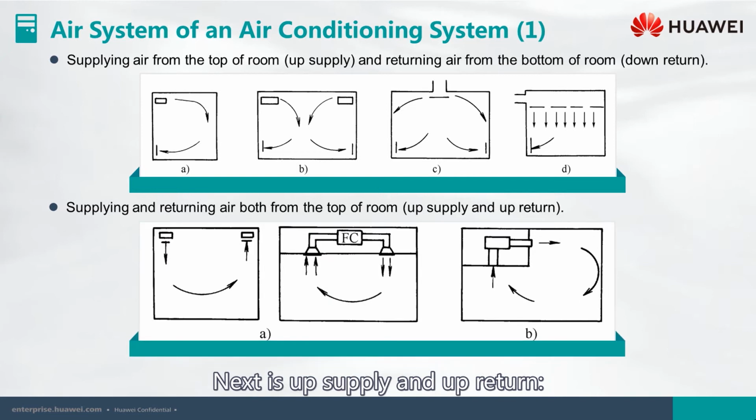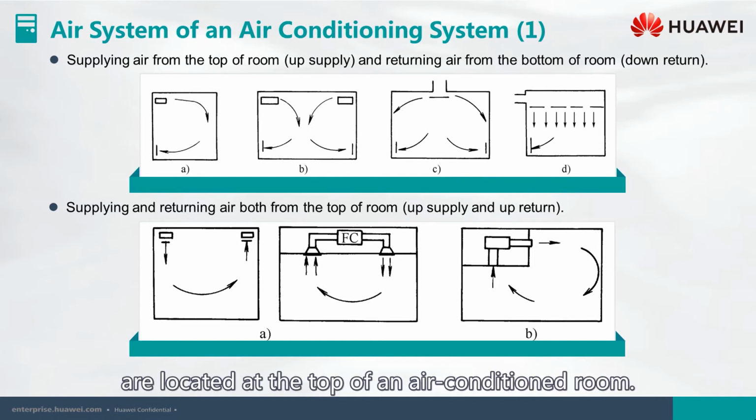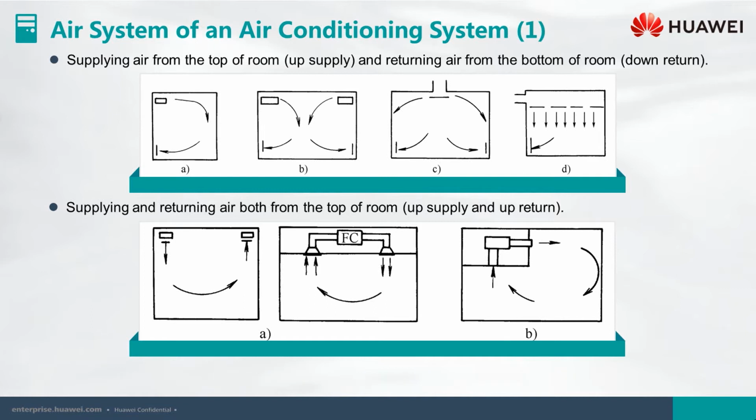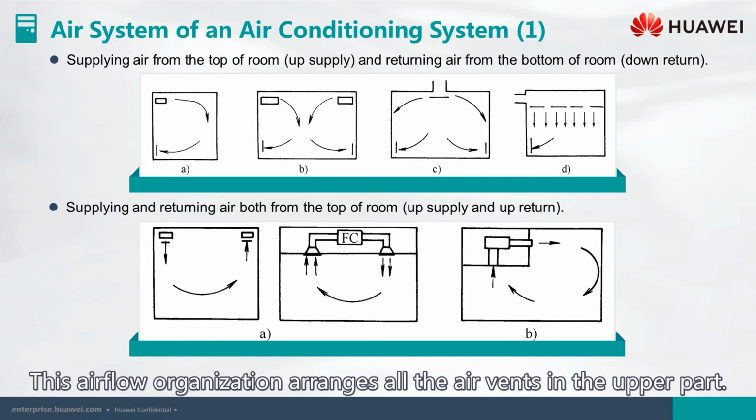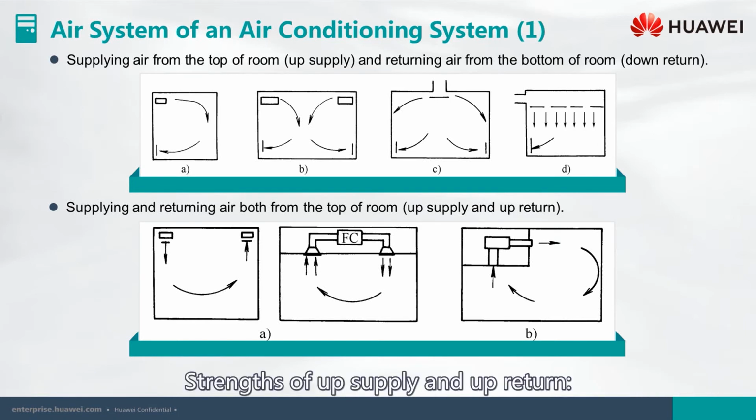Next is up supply and up return. Both air supply, return ducts, and vents are located at the top of an air-conditioned room. This airflow organization arranges all the air vents in the upper part. Strengths of up supply and up return.